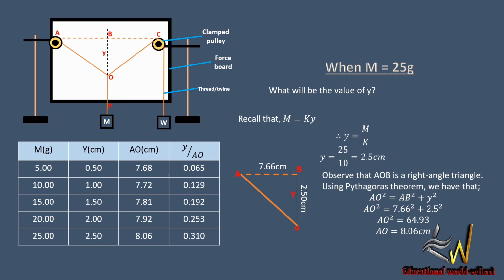We now move over to our table of values. When m is equal to 25 gram, y is equal to 2.5 cm, AO is equal to 8.06 centimeters, and y over AO is equal to 0.310.